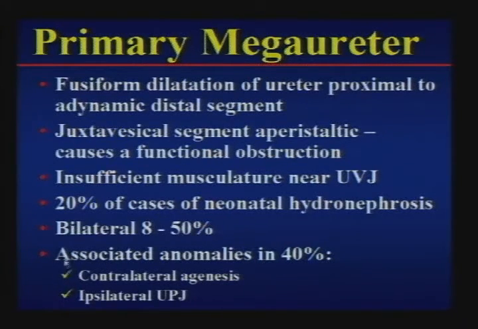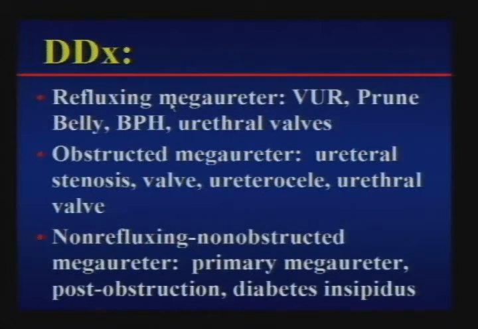Remember that there are associated anomalies in slightly less than half of cases, contralateral renal agenesis and ipsilateral UPJ obstruction. You're not going to get that far. When you get to primary megaureter, they're going to say, well, how do you know it's a primary megaureter? And you're going to say, well, it could be a refluxing megaureter, which is far more common than primary megaureter. We see vesicoureteral reflux all the time.